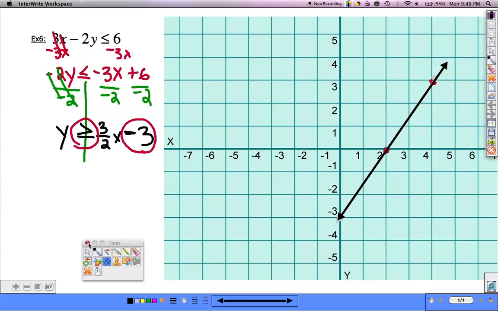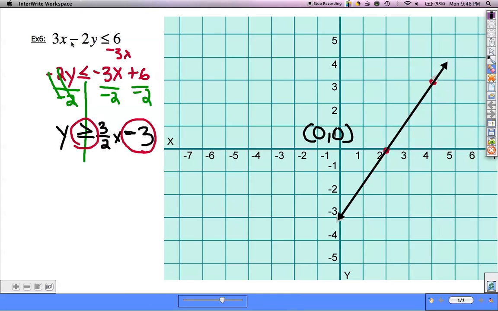Okay, we're almost done. Our last step is to pick a point. The easiest point we said again was the point 0, 0. And we want to just test that in our original inequality and see if this is the side of the line that we want to graph. So our original inequality, of course, was 3x minus 2y is less than or equal to 6.